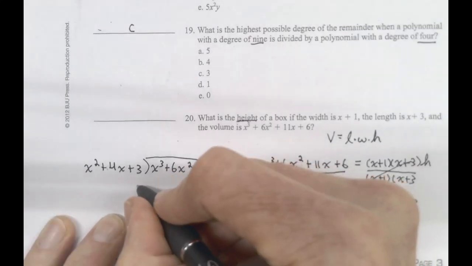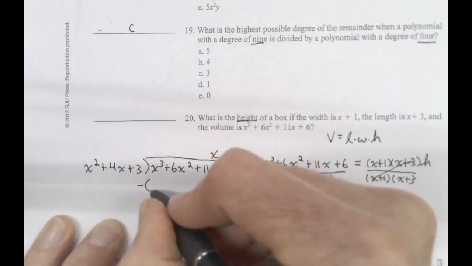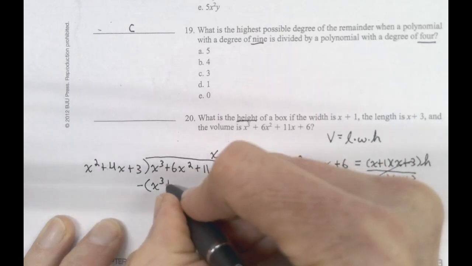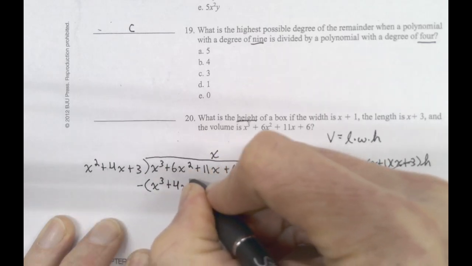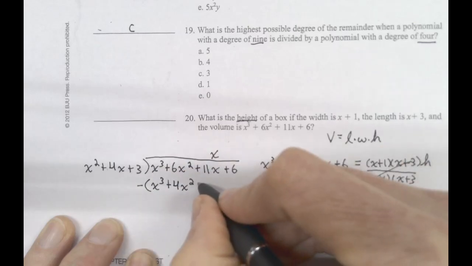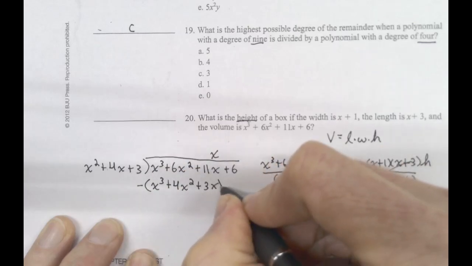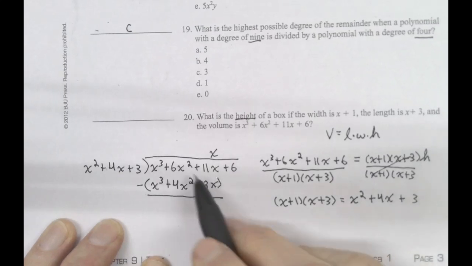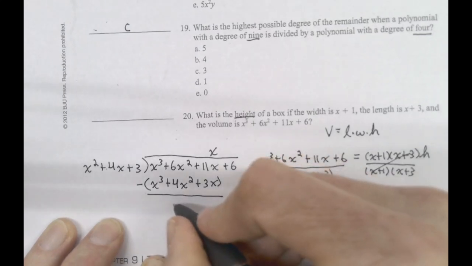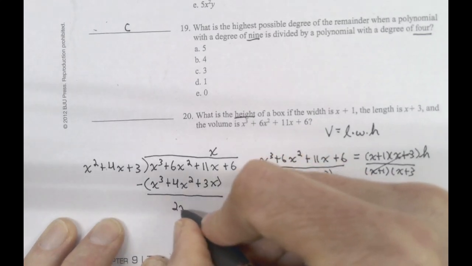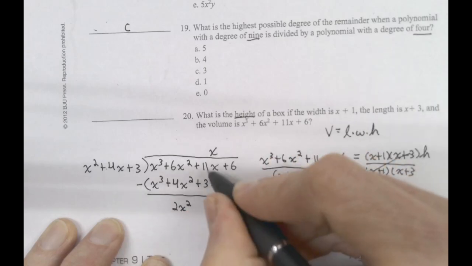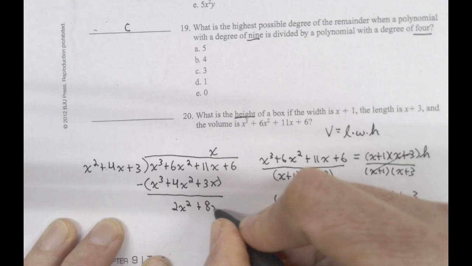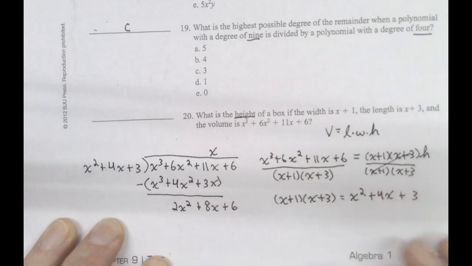Now I'm going to multiply and then subtract. So x times x squared gives me my x cubed. x times 4x is going to give me a 4x squared. And then x times 3 is going to give me a 3x. So I subtract: 6x squared minus 4x squared, that's going to give me a 2x squared. And then I'm going to have 11x minus 3x, so that'll give me an 8x. And then I'll have plus 6.